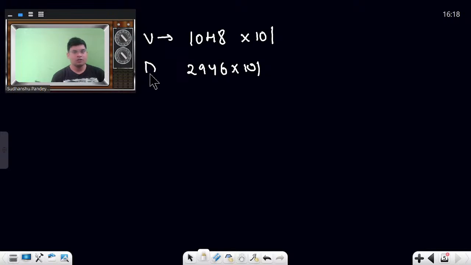चलो शुरू करते हैं. One more question. Okay, let me see who is doing first. Okay, so the question is 1048 into 101. This is for Vihan. Then 2946 into 101. This is for Daksh. And then 5471 into 101. This is for Anvita.